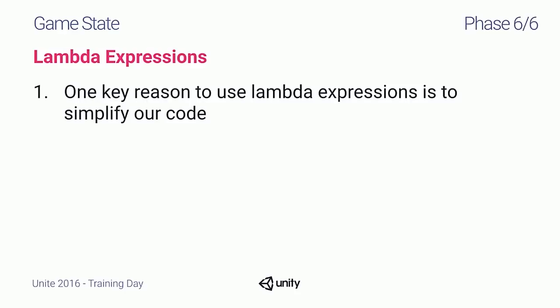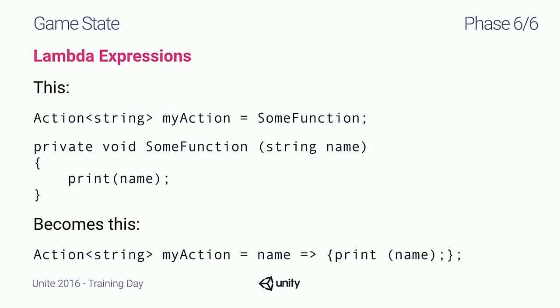The main reason that we would want to use a Lambda expression is to simplify our code, because a normal function would look like this. So we've got private void sum function, string name, print name, and that's quite a lot of work for something that is very simple. Whereas if it's a Lambda expression, then it becomes very short and very succinct, and you can still tell what's happening. We can tell that that Lambda expression is just printing a name.